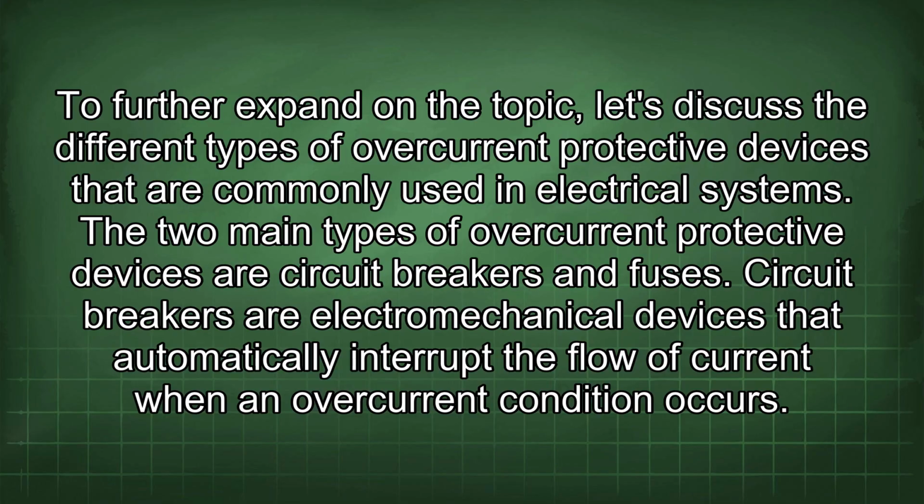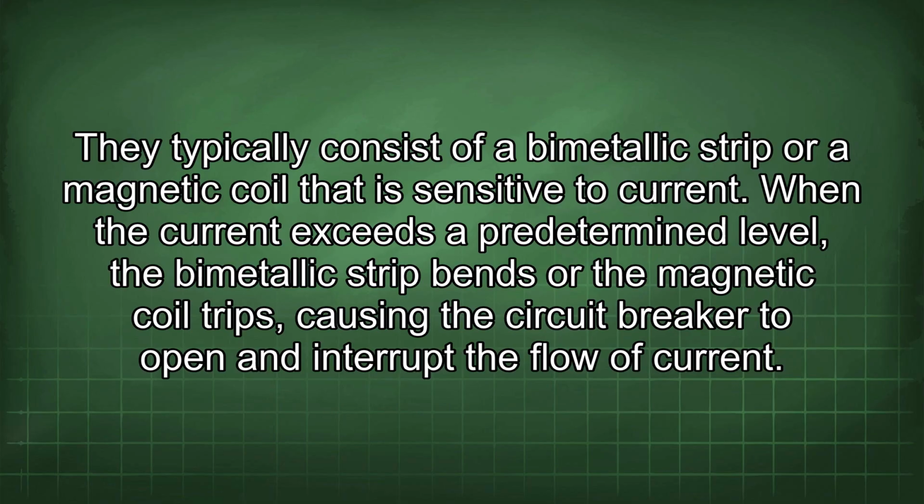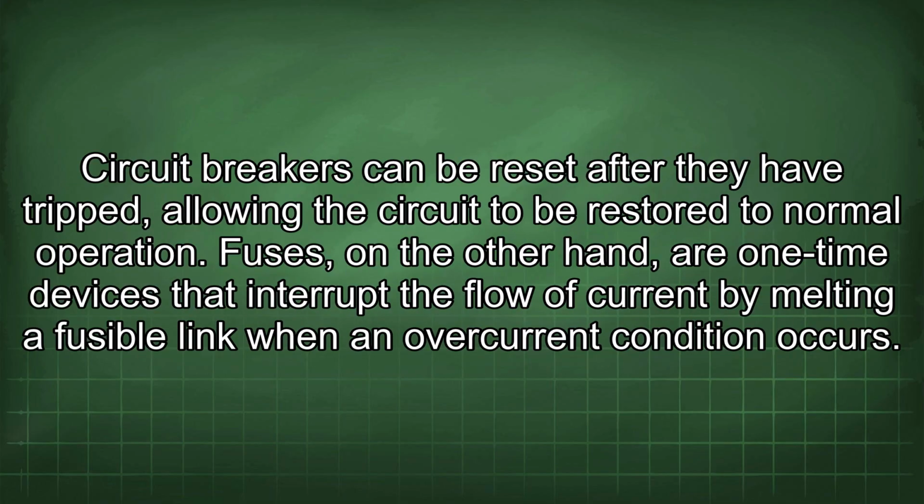The two main types of overcurrent protective devices are circuit breakers and fuses. Circuit breakers are electromechanical devices that automatically interrupt the flow of current when an overcurrent condition occurs. They typically consist of a bimetallic strip or a magnetic coil that is sensitive to current. When the current exceeds a predetermined level, the bimetallic strip bends or the magnetic coil trips, causing the circuit breaker to open and interrupt the flow of current. Circuit breakers can be reset after they have tripped, allowing the circuit to be restored to normal operation.